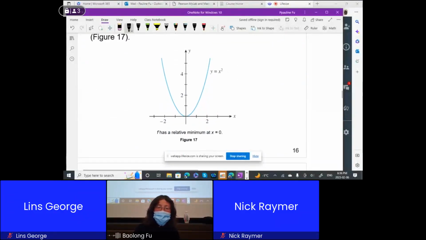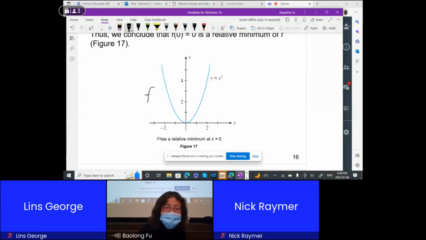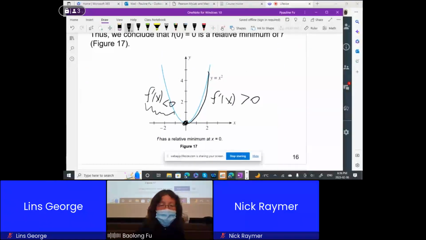And this is the graph. In this part the derivative is smaller than 0, and in this part the derivative is greater than 0. At this point, the derivative changes from negative to positive. So this point is the relative minimum. The derivative changes from negative to positive at the point 0.